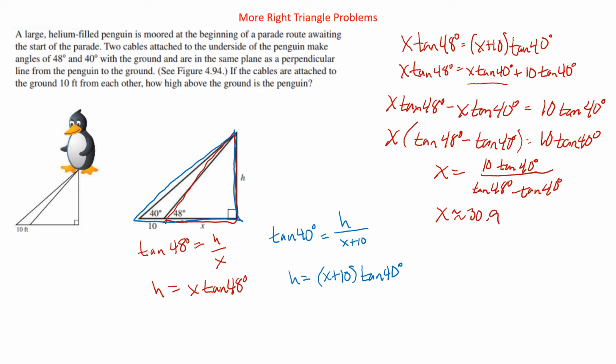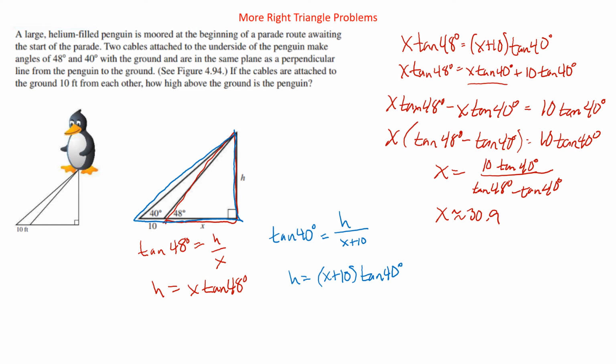Now, there's going to be more decimals in there, and I'm going to use those values in my calculator. I'm not going to write them down. I wouldn't write them down on my paper. X is about equal to 30.9, but that's not what we're looking for. We're looking for how high above the ground is the penguin.